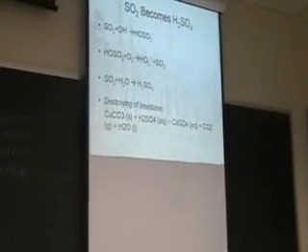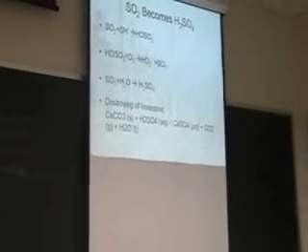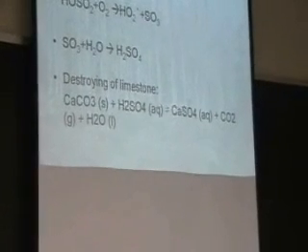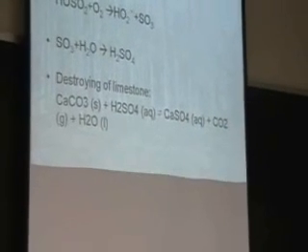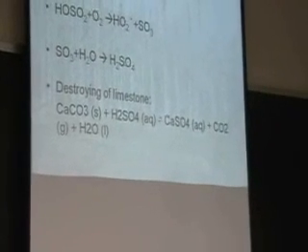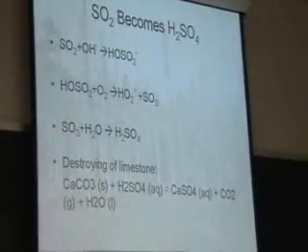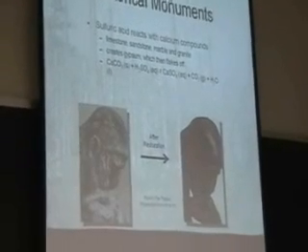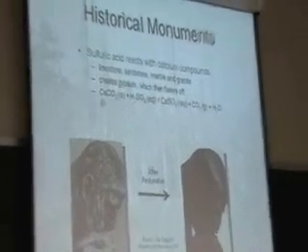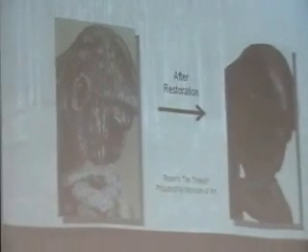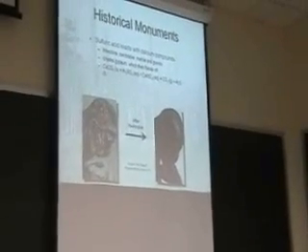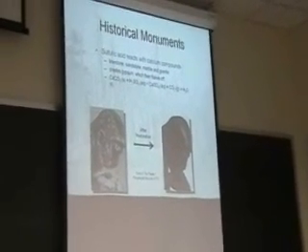And there's also the destroying of limestone, which is calcium carbonate, CaCO3, reacting with sulfuric acid, creating gypsum, which is calcium sulfate, plus carbon dioxide and water. Gypsum is like the flaky stuff that limestone becomes. When it gets destroyed, it just comes off. And you see this in historic monuments when sulfuric acid reacts with calcium compounds. This is a picture of The Thinker in the Rodin Museum of Art, and you see the before and after restoration.